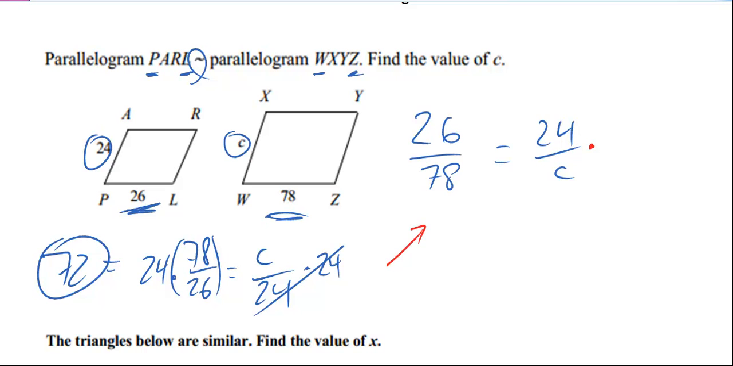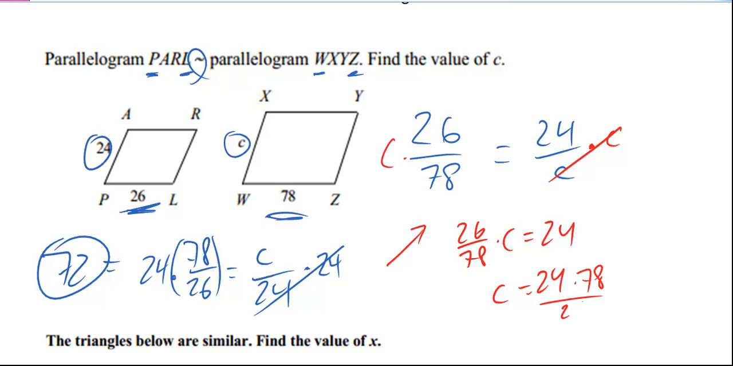Okay? If I look at the same problem on the right, but in a different setup, the problem is that C is on the bottom. So I would need to multiply both sides by C first, so this would give me 24 equals 26 over 78 times C, and then I need to divide by that, which means multiply by the reciprocal, which would be 78 over 26, and you can see how this is the same as what I had over here.